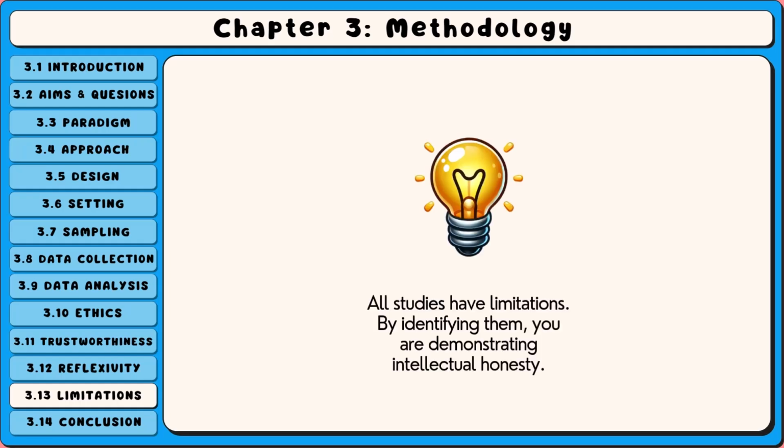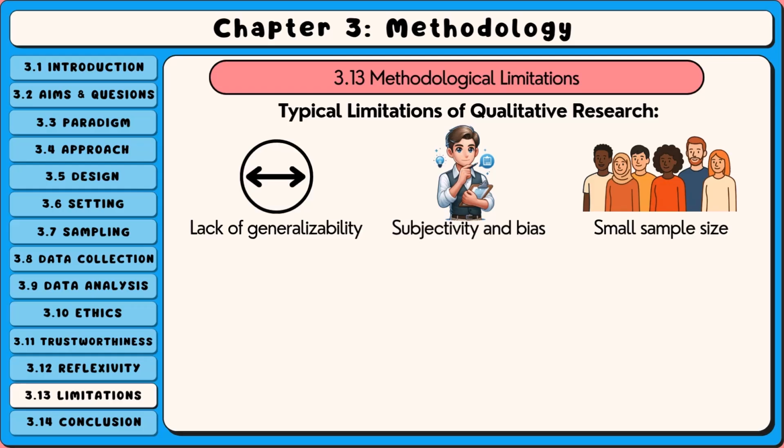So in section 3.13, you will need to state that all studies do have methodological limitations, and by identifying yours and highlighting why they exist, you are demonstrating intellectual honesty. Here are 3 typical limitations of qualitative research. These are not the only potential limitations you could discuss, but they are some of the most common.